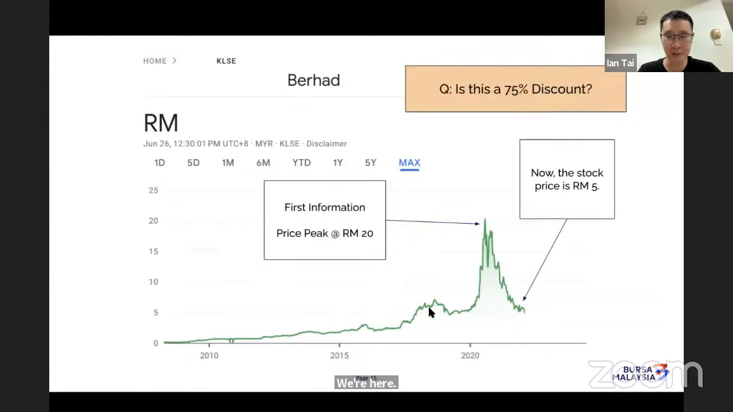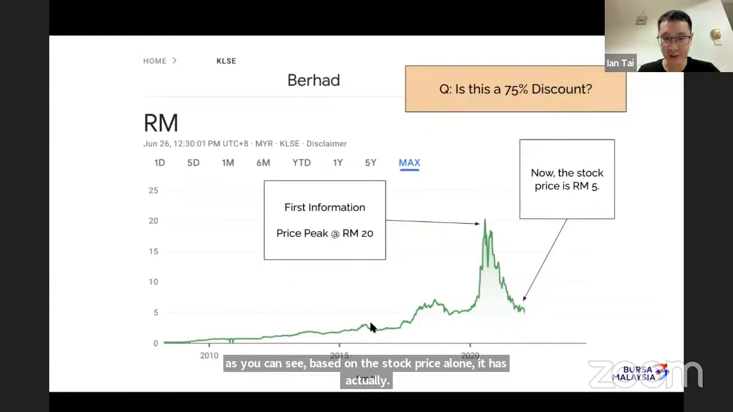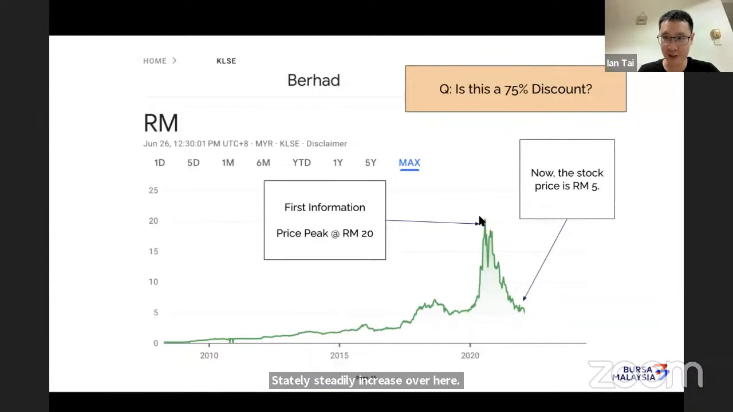So as you can see, based on the stock price alone, it has actually steadily increased over here. And then it skyrocketed all the way to $20. So now you are here, $20. This is the first information. Stock price goes up and it peaked at $20.